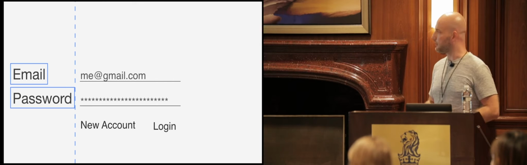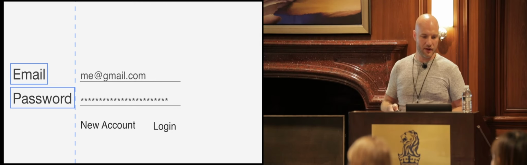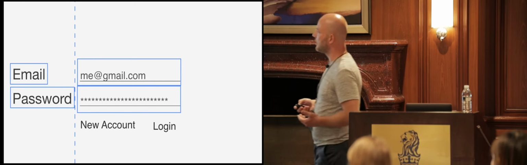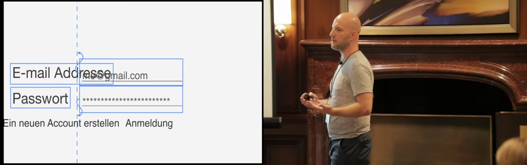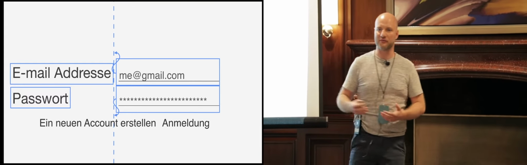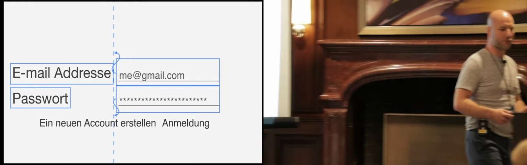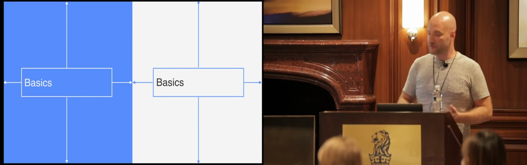So we'll just go ahead and lay out the constraints for the email and password like that. And when we switch to German, it's going to go ahead and reflow the entire screen. So this is how you deal with kind of tricky views that change size, like email and password, which is a classic example from German. So that's it for basics.